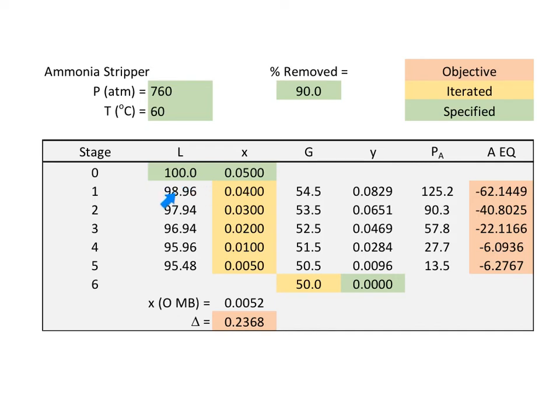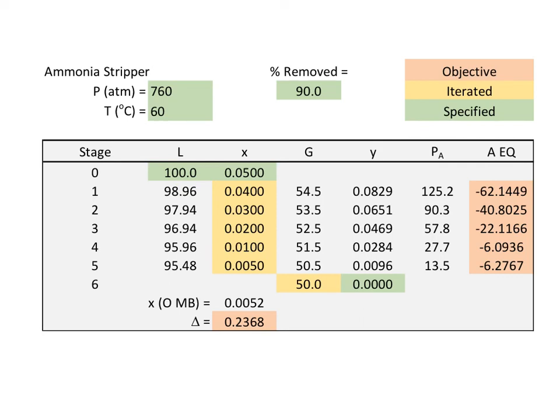So then this cell just contains L1 is equal to L0 times 1 minus x0 over 1 minus x1. And then that is copied all the way down from stage to stage. And since these numbers were guessed, this is a direct calculation.